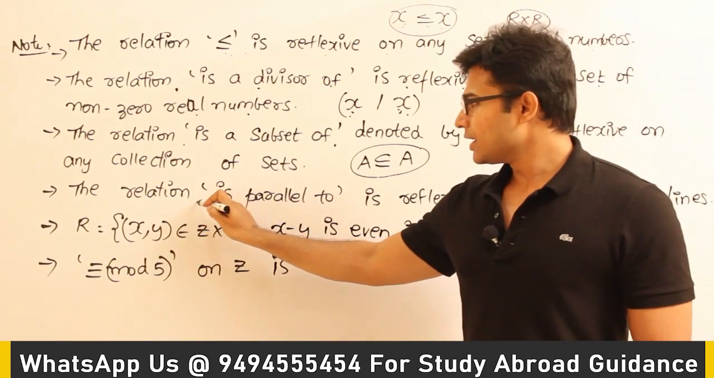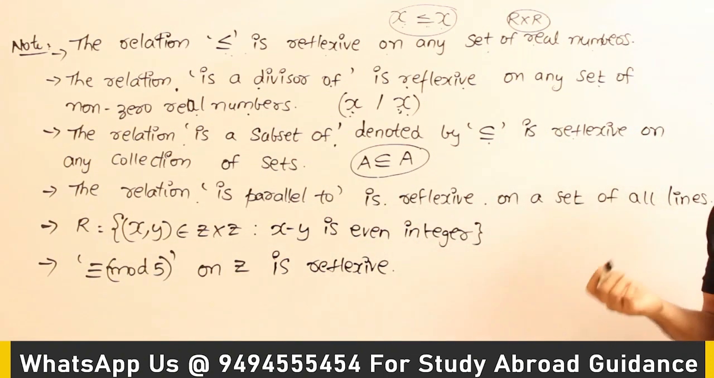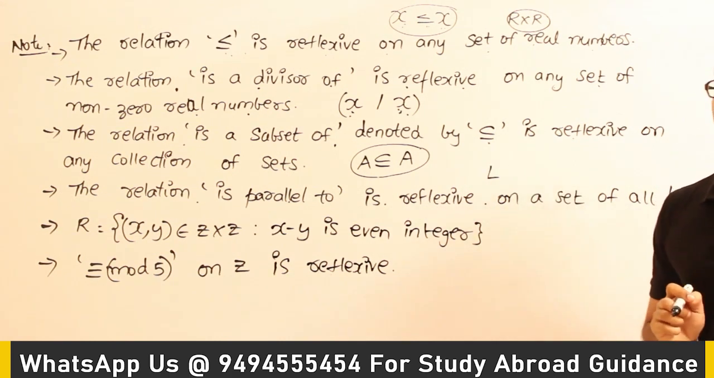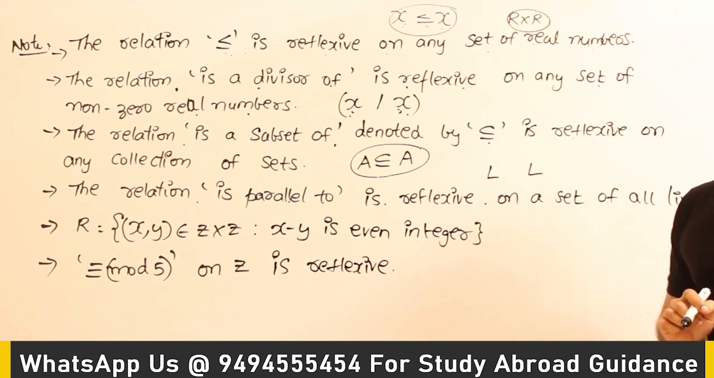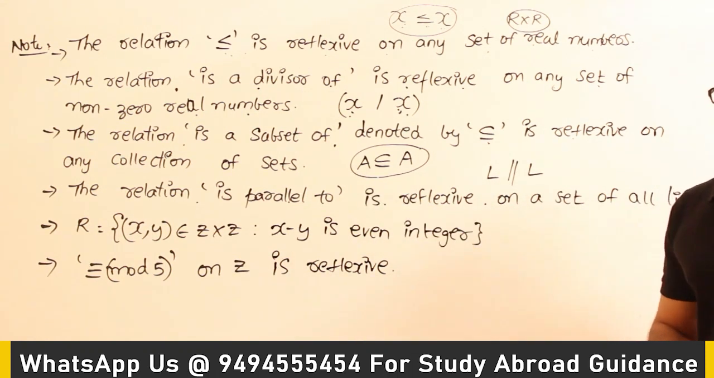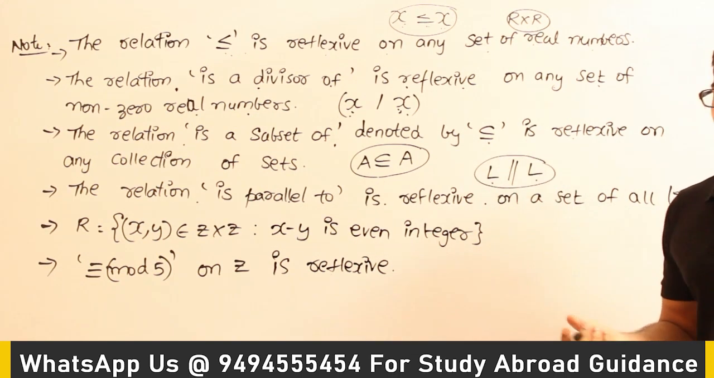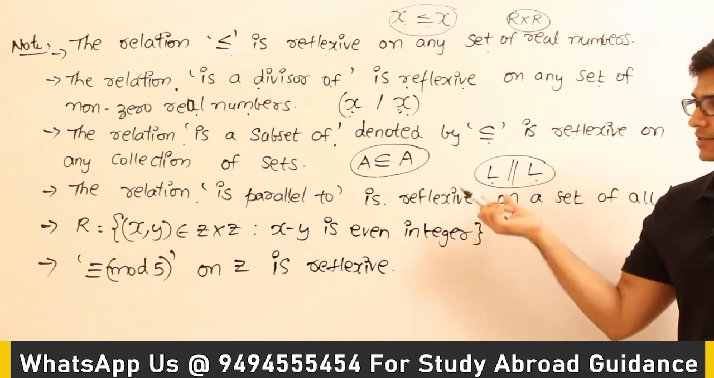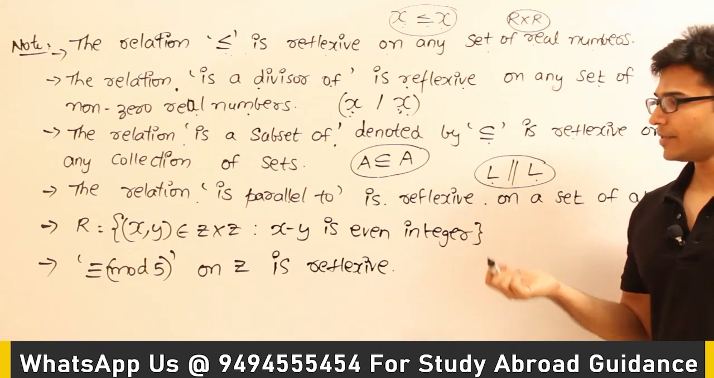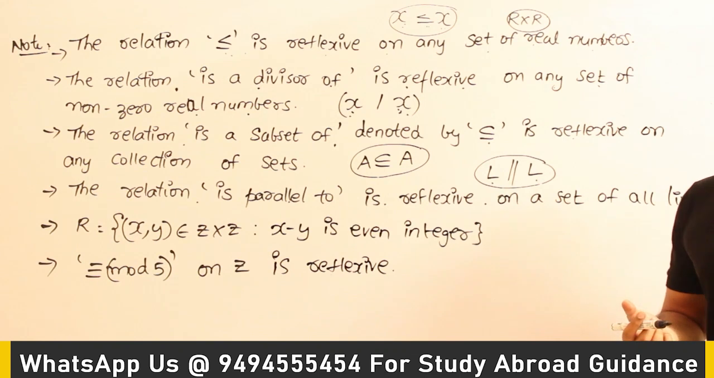Now see this. The relation is parallel to, is reflexive on the set of all lines. Now let us say we have a line L. Now take the same line L and you try to place the relation in between them. What is the relation? Is parallel to. L is parallel to L. Yes, a line is parallel to itself. Therefore, all elements of the type x comma x will be present in this relation, the parallel to. Therefore, it is reflexive. Got it?